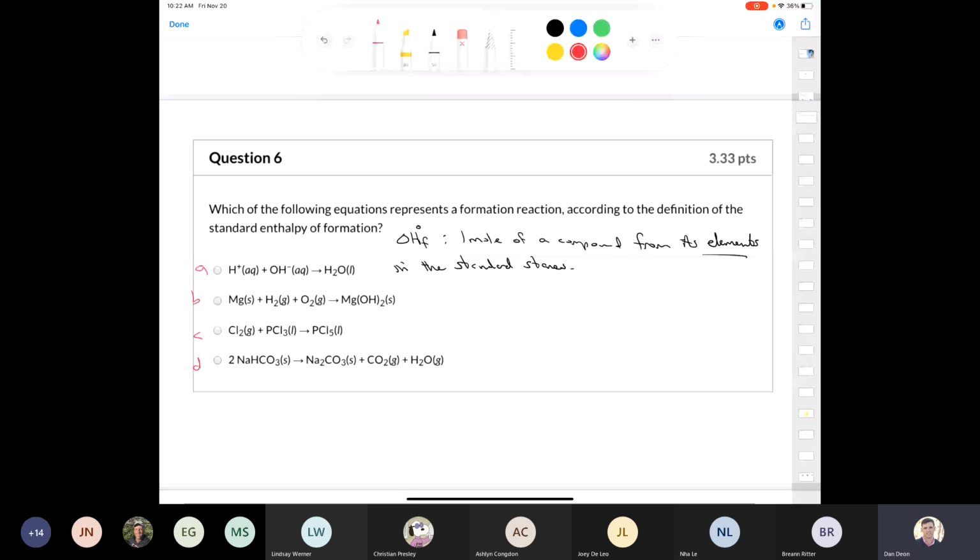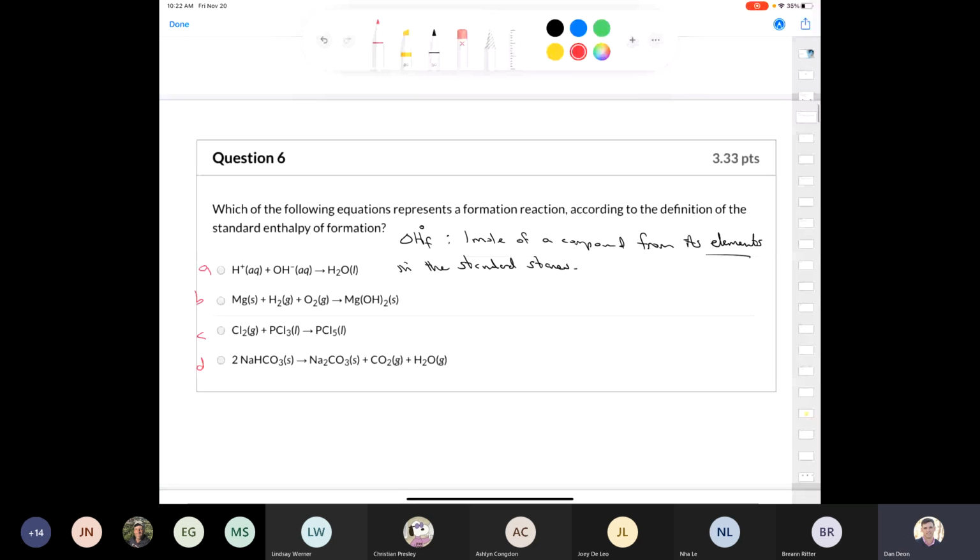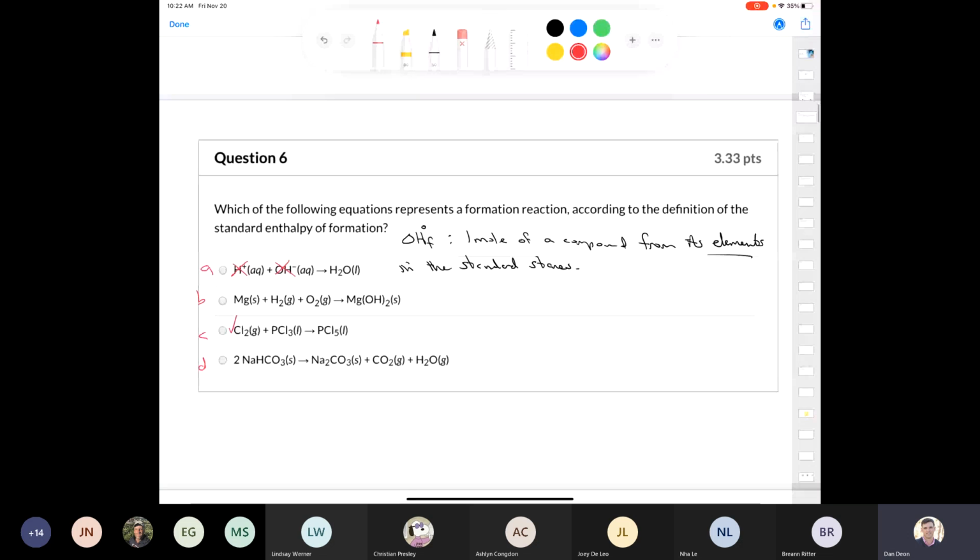Jamil says B. I think he's in the right vein. If you look at the first one, H plus is not the standard form of hydrogen. OH minus is not the standard form of oxygen or hydrogen. If you look at C, chlorine is the standard, Cl2 is the standard form of chlorine, but PCl3 is not the standard form of phosphorus or chlorine. And if we look at D, we have 2 moles of sodium bicarbonate. That's not the standard form of sodium, hydrogen, carbon, or oxygen. So that can't be it.